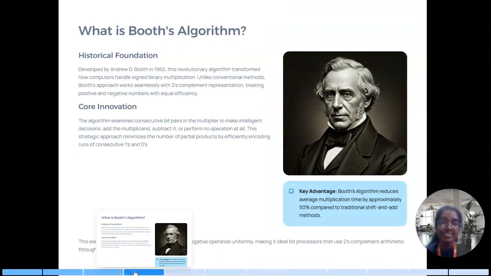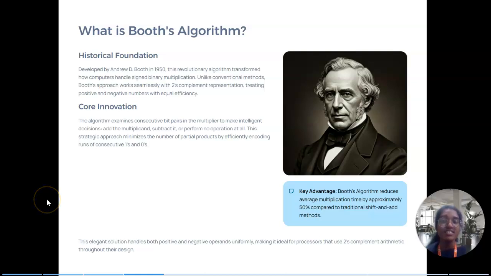Why Booth's algorithm? Let's see the historical foundation. It was developed by Andrew Booth in 1950, so that is why it came to be called Booth's algorithm. This revolutionary algorithm transformed how computers handle signed binary multiplication. Unlike conventional methods, Booth's approach works seamlessly with two's complement representation, treating positive and negative numbers with equal efficiency.